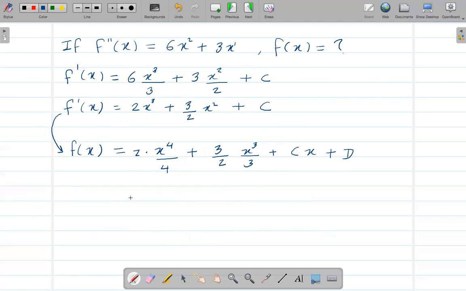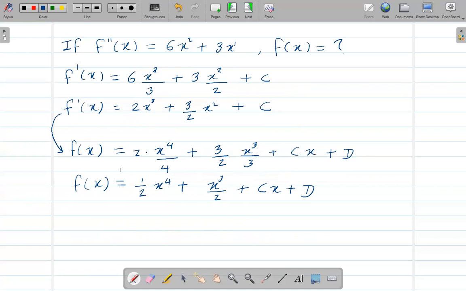So here we can cancel a few things. 2 over 4 is 1 over 2, so 1/2 x to the power 4, and the 3 and 3, these two are gone, so x cubed over 2 plus cx plus d. All right. Okay, so this is how we use the antiderivative rules. This is basically what section 3.9 covers, a basic introduction to antiderivatives.